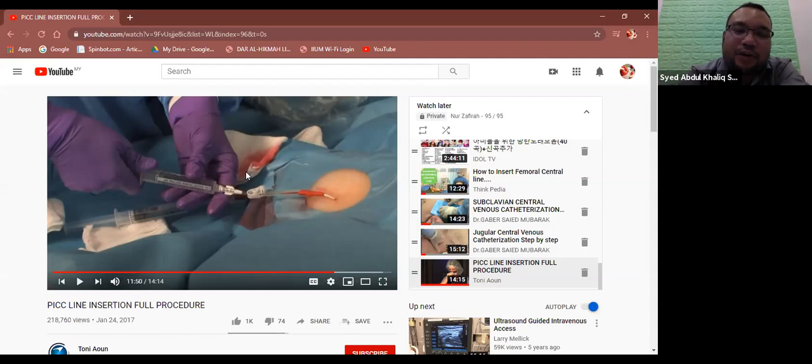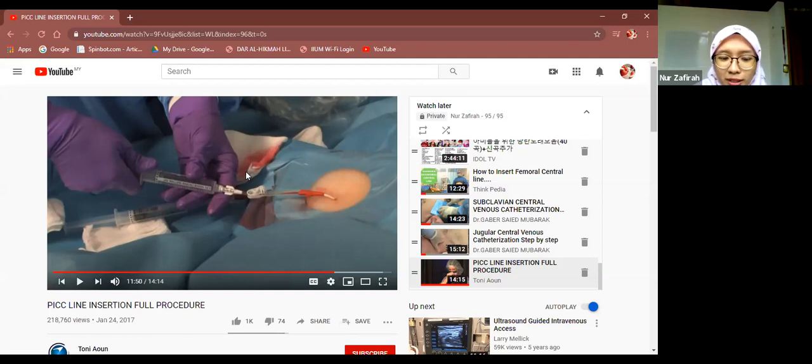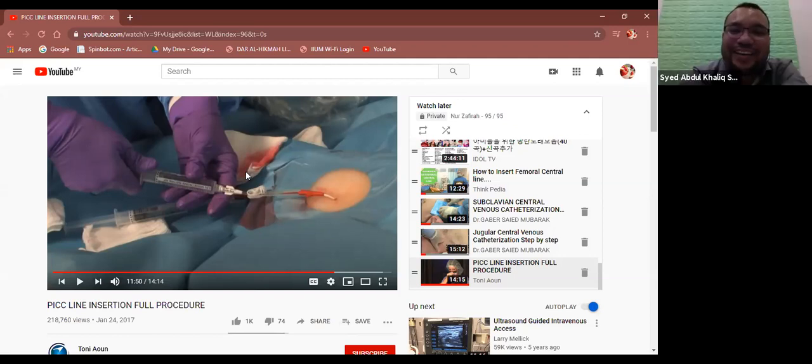But lower limb long lines are only for newborns. In bigger children and adults, we don't do lower limb. Why not? Because it's very, very long, very far. So we don't do it. In bigger children and adults, we use only upper limb long lines. But in newborns and infants, sometimes we can consider a lower limb long line. We need to measure and know the measurement. We measure again, it should reach the SVC or near the IVC, near the heart already.